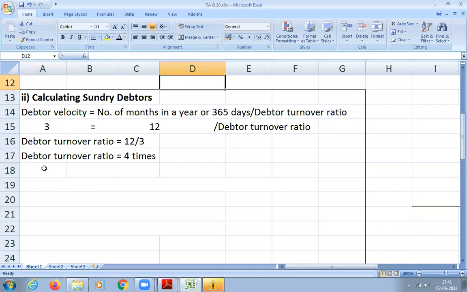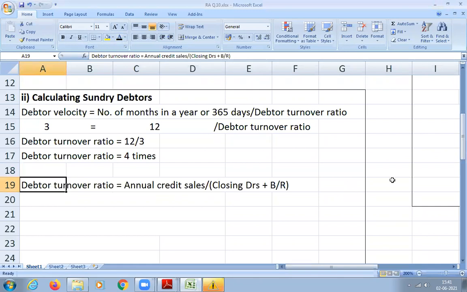Now, but what is the question asking us to calculate? Not DTR, but it is asking debtors. So how to calculate debtors? By applying the formula, sir: net trade sales divided by average accounts receivable. Yes, so we can calculate by using the DTR formula again, the debtors turnover ratio, and we can calculate.